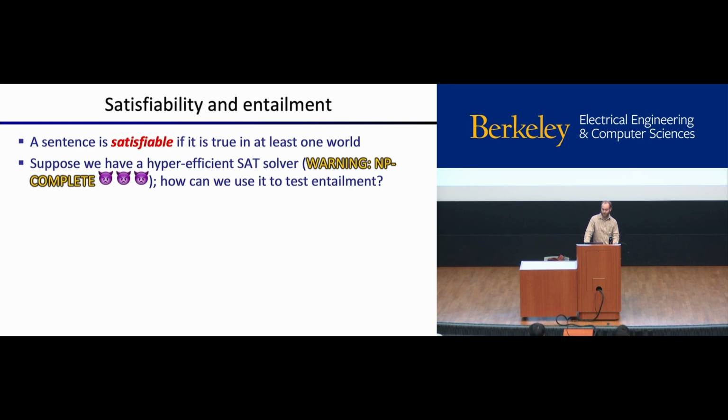So here's how we can use such an algorithm to test entailment. We want to know if alpha entails beta. Now this is true: alpha does entail beta if and only if alpha implies beta is true in all possible worlds. This is another way of seeing the connection between entailment and implication. So if the set of possible worlds where alpha is true is a subset of the possible worlds where beta is true, then in every possible world, alpha implies beta is going to be true.